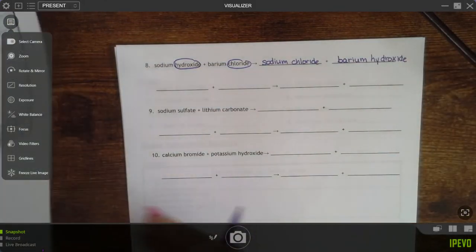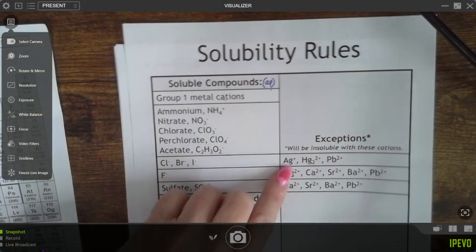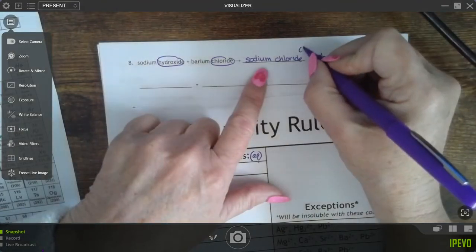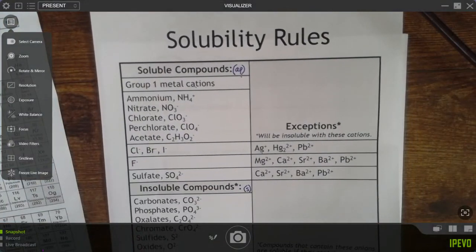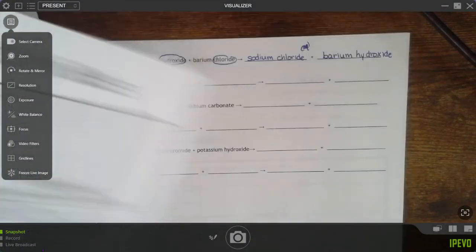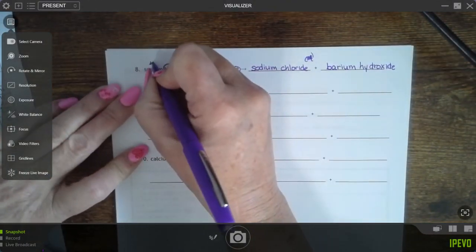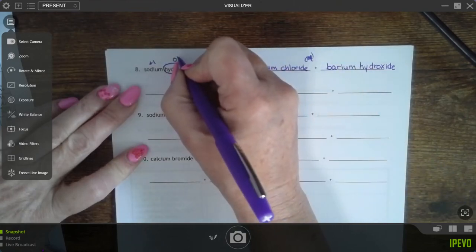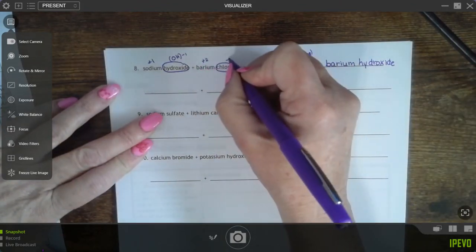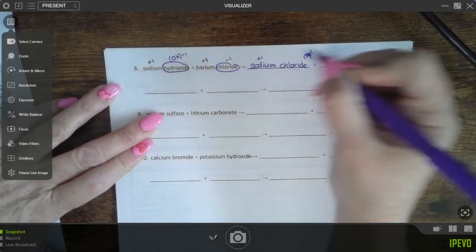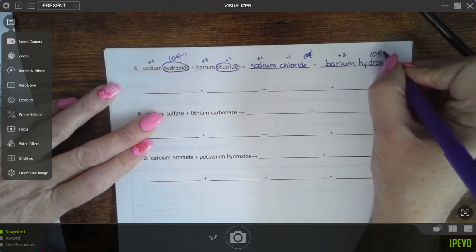Okay, and if we look at our products, chlorine is always soluble unless it's with one of those 3, and it's with sodium, so this is going to be aqueous. And hydroxide, barium hydroxide, hydroxides are always insoluble. So barium hydroxide is going to be insoluble. Now, if we look for our charges, sodium is +1. Hydroxide, one we don't see very often, but it's OH with a -1 charge. Barium is +2, chlorine is -1. Sodium's +1, chlorine's -1, barium's +2, hydroxide is OH -1.